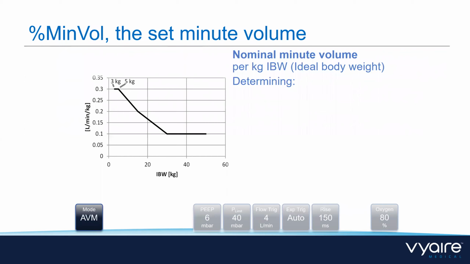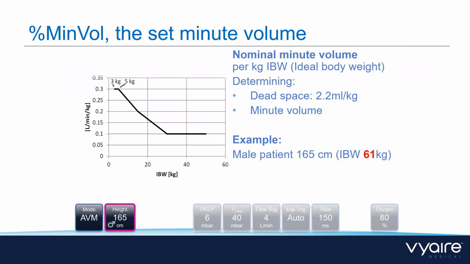And you can also see that this table is showing you that on adult patients, it is 100 milliliter per minute per kilogram. And this curve is increasing the lower the weight of the patient gets for pediatric patients, because AVM is also working for pediatric patients. So it's determining the minute volume, and it's also determining the dead space. Why dead space? We'll come to that in a minute.